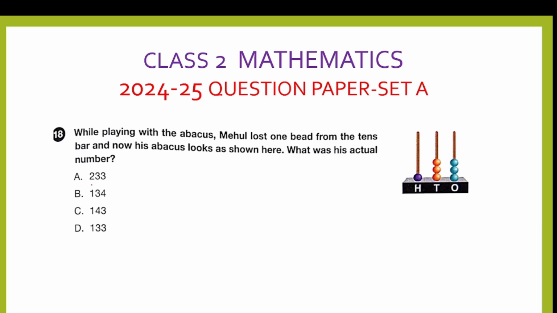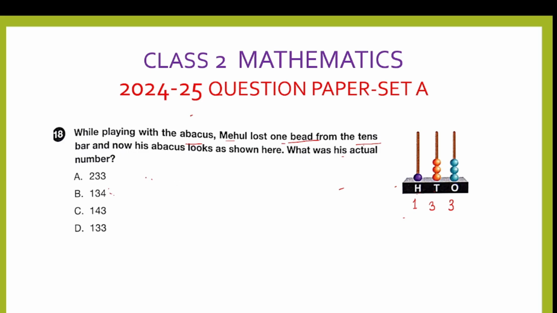Next question. While playing with the abacus, Mehu lost one bead from the tens place, that is the tens bar, and now his abacus looks as shown here. What was his actual number? So if you see this abacus, at the 100s place there is 1 bead, at the tens place there are 3 beads, and at the ones place there are 3 beads. So the number is actually 133.